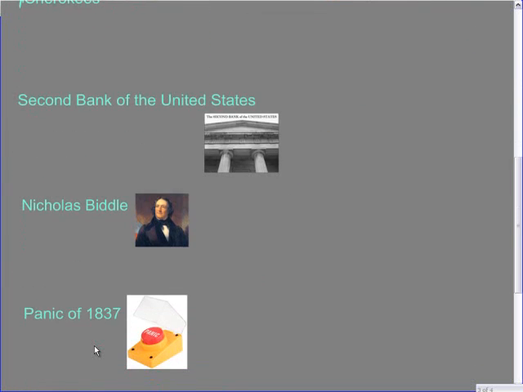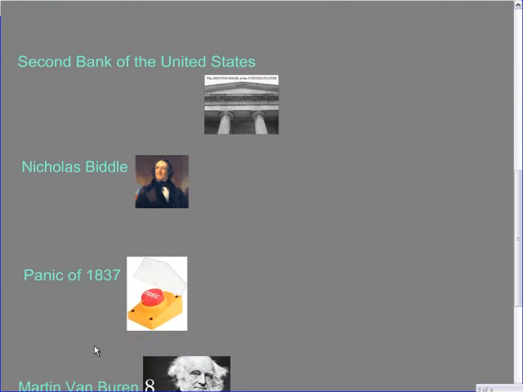The later part of Andrew Jackson's presidency focuses around trying to destroy the Second National Bank of the United States. And this kind of all starts on page 409. This guy, Nicholas Biddle, who is right here, he is the president of the Second Bank of the United States.